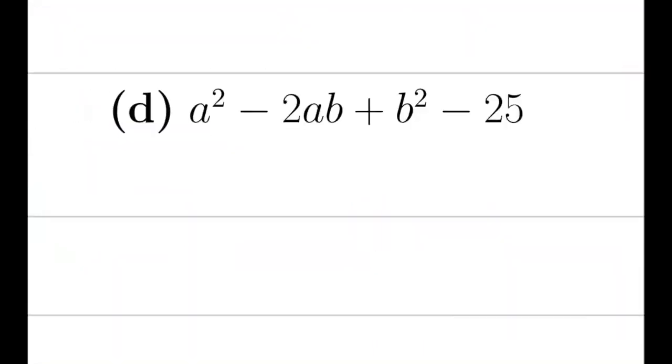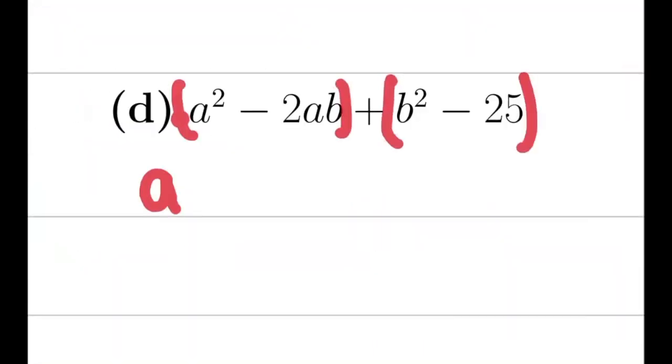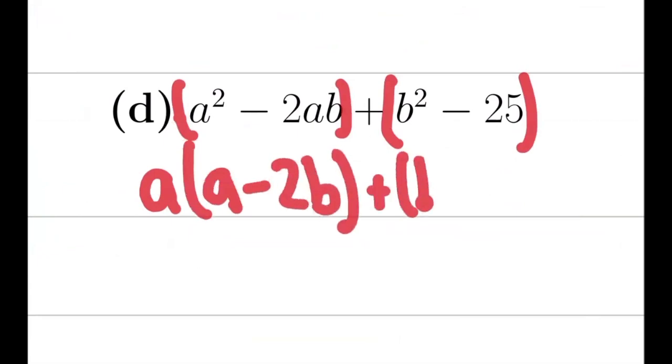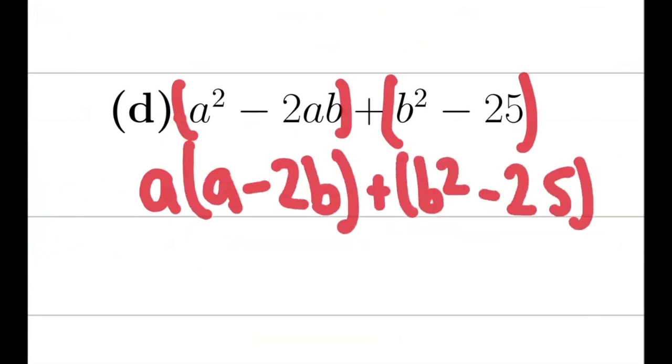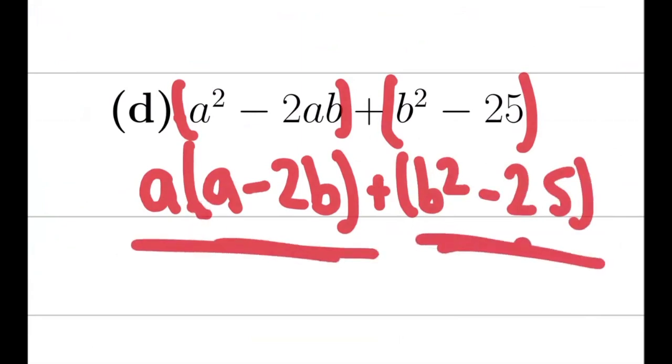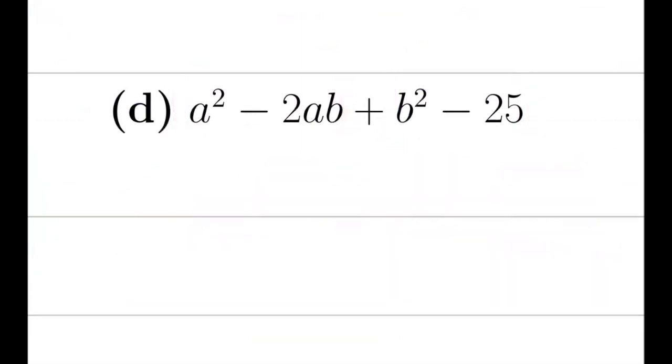Potentially. I mean, let's just try it. Like over here, you can take out an a and you'll get a minus 2b and then b squared minus 25. But the problem is that you can't really do much at this point because these two don't have a common factor other than 1. So that's a good guess, but you won't get very far.